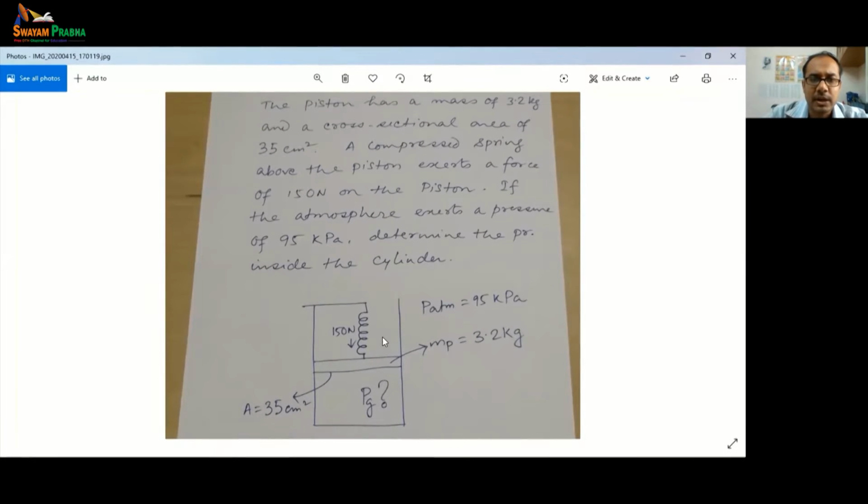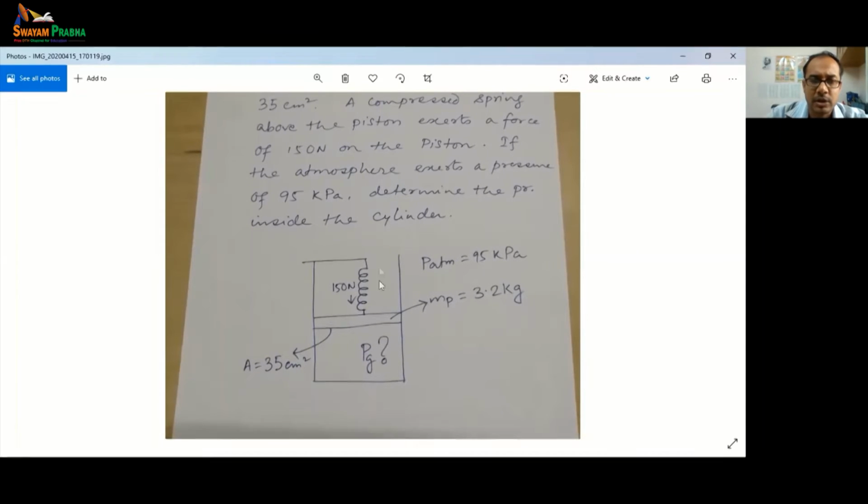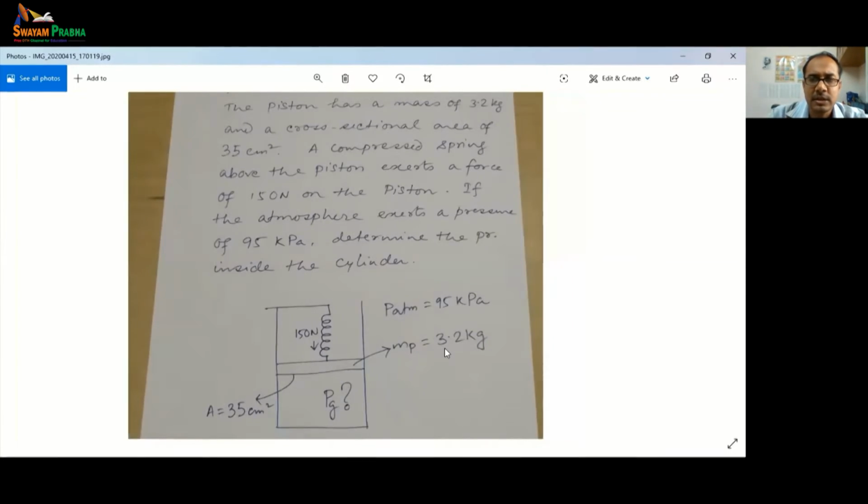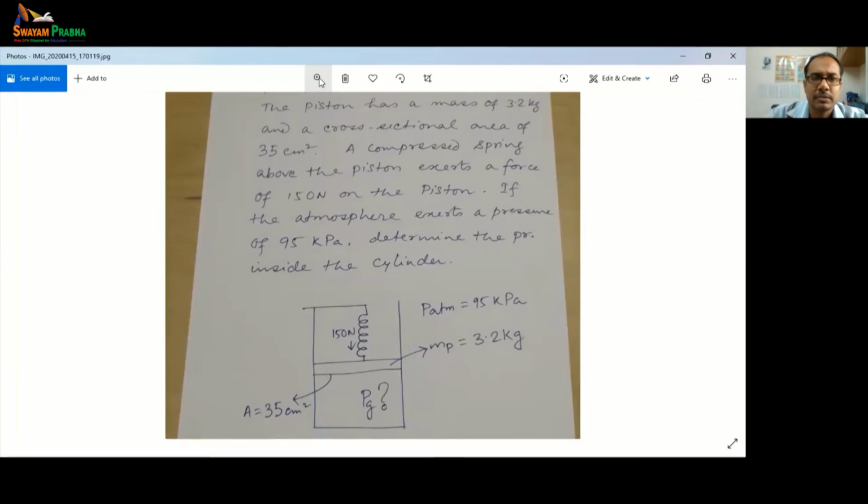The atmosphere exerts a pressure of 95 kPa, so the top of this is open to the atmosphere as well, and the atmospheric pressure is given to be 95 kPa. It must be at a certain height or at some higher temperature, that's why it is less than 100 kPa. Whatever be the case, the atmospheric pressure is 95 kPa. Now we need to determine the pressure inside the cylinder. What is the gas pressure inside the cylinder? Okay, so this is the problem statement. Let's see how we can solve it.